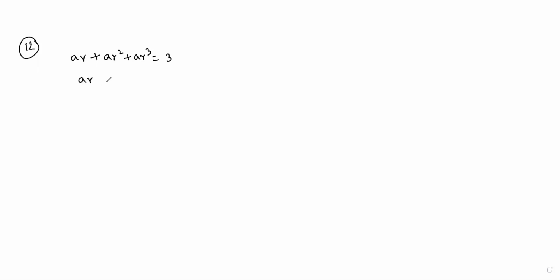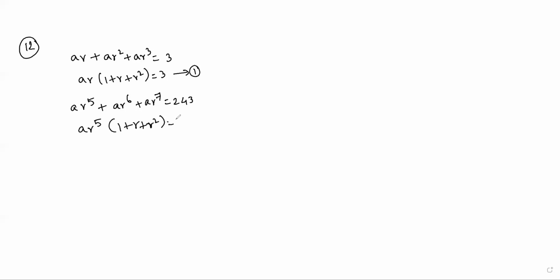In this I can take AR common, the remaining is 1 plus R square, equal to 3. Take it as equation 1. Next, one more is given: the sum of the sixth, seventh and eighth terms. The sixth term is A R power 5, because A into R power n minus 1 is the formula. The seventh term is A R power 6, the eighth term A R power 7, and the sum is 243. Taking A R power 5 common, the remaining is again 1 plus R square, equal to 243.